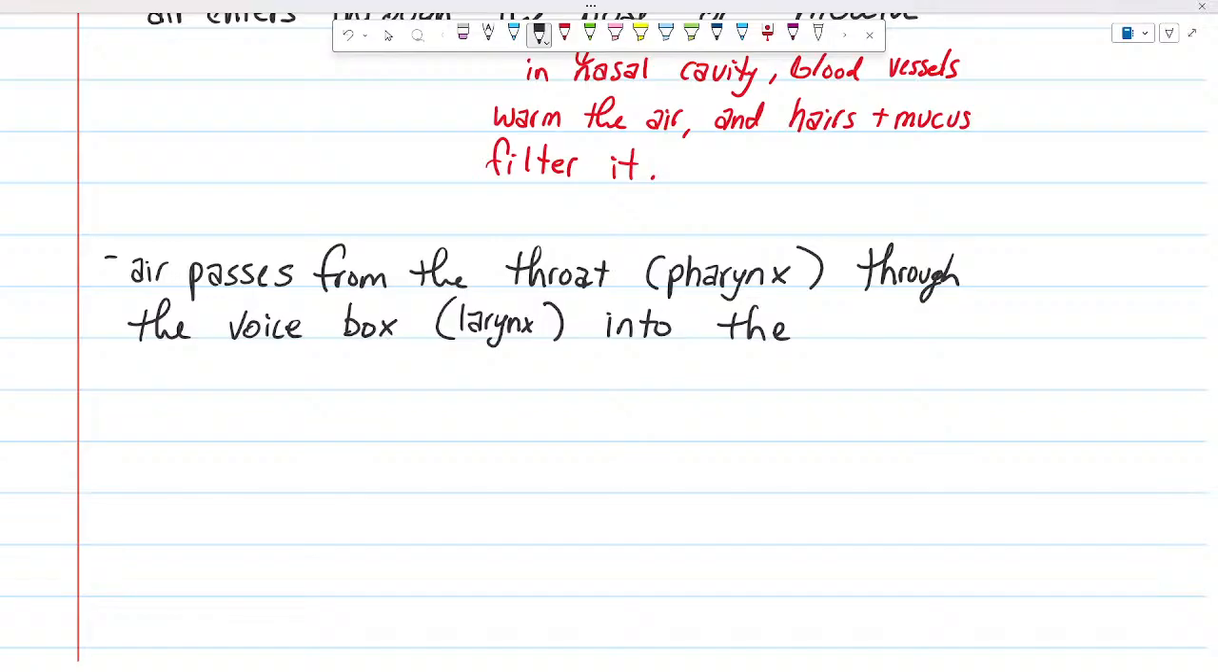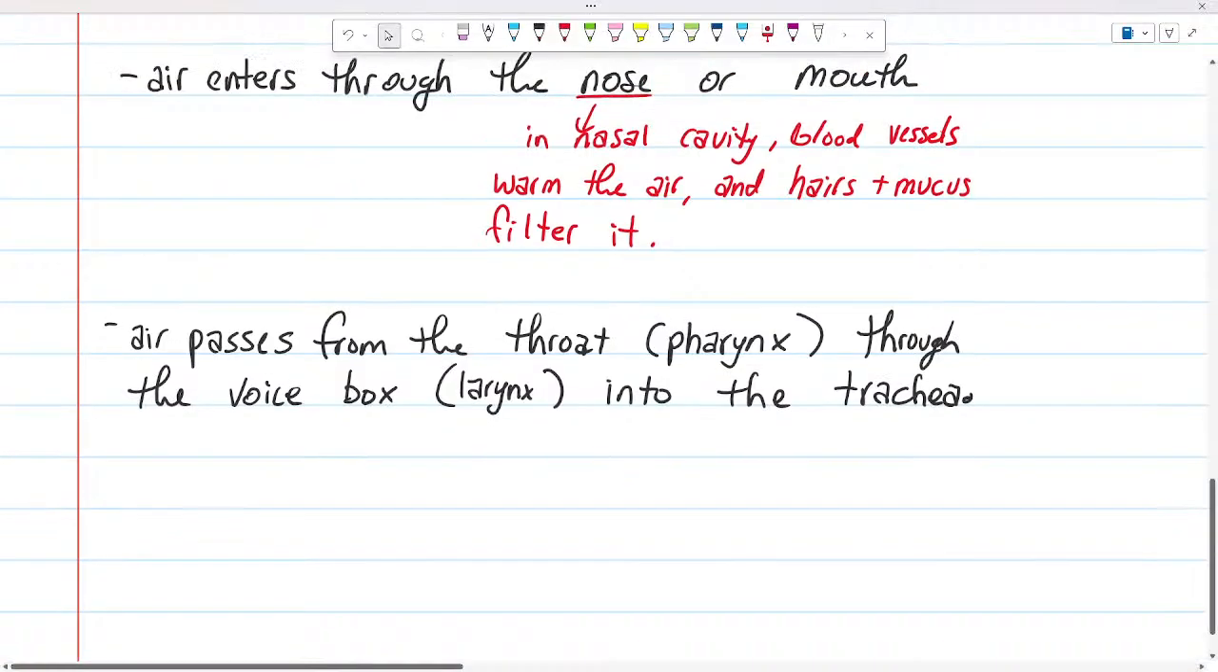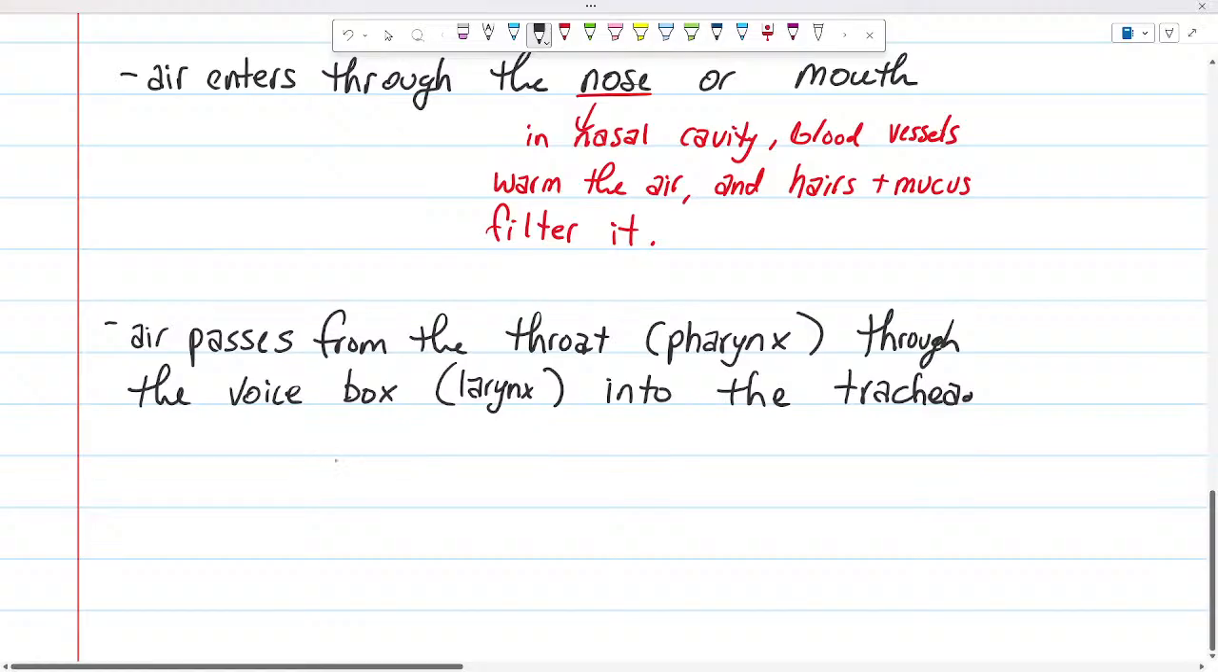Into the trachea. All right, now, a few things to note.